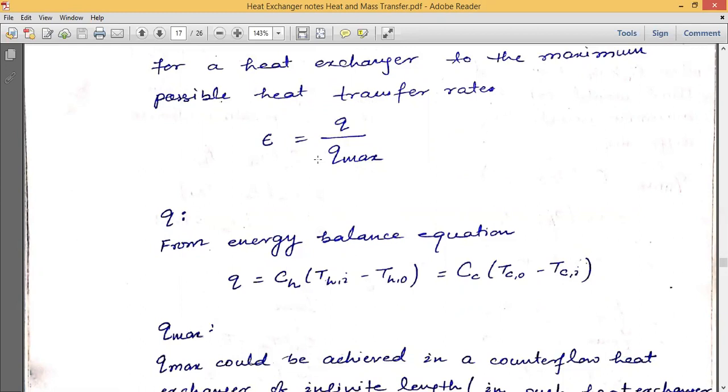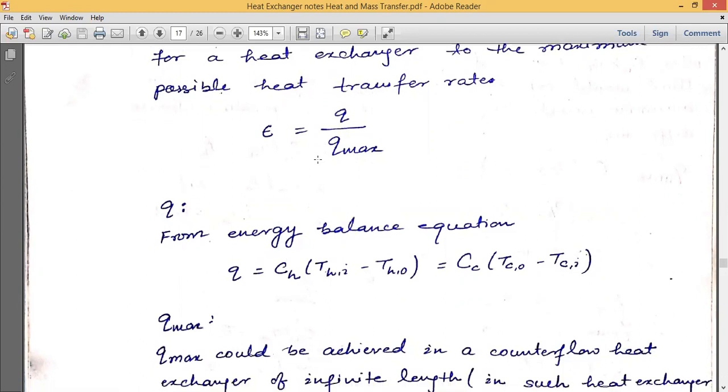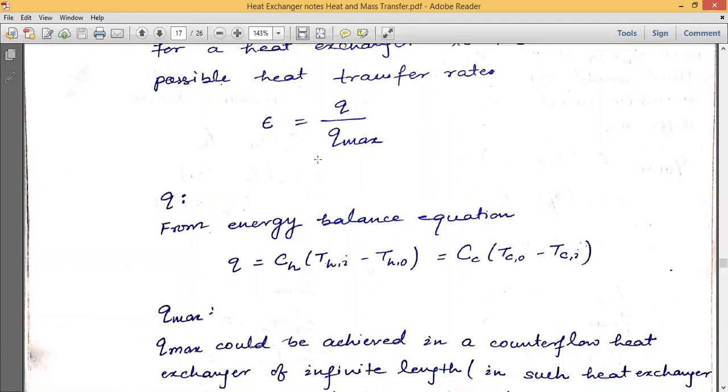Q you can determine by using the simple energy balance equation. What is the energy balance equation? Q is equal to C delta T for the hot fluid as well as the cold fluid. And how will we determine Q max? Q max is the maximum possible heat transfer. Heat transfer is the product of the heat capacity rate C into delta T. The heat capacity rate depends on the type of fluid. So for a given amount of heat, the higher the heat capacity rate, the lower will be the temperature difference.